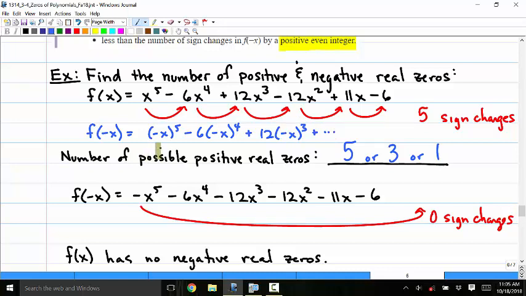Okay, when I do negative x to the 5th, that's the same as saying negative x to the 5th, because there were 5 negatives, which made the answer a negative, right? Then I had minus 6, negative x to the fourth. There's an even number of negatives, so it's just x to the fourth. You see it?